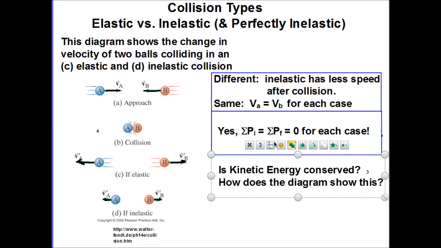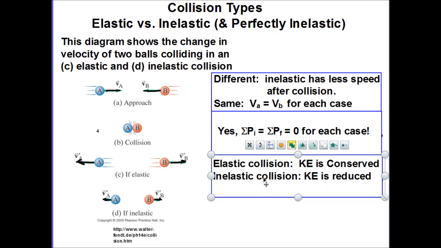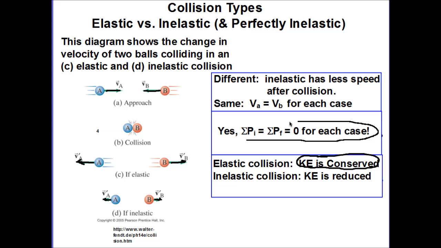And then the last question, is kinetic energy conserved? You should see that kinetic energy is only conserved in the elastic collision. And that's really the defining characteristic for elastic collisions, whether or not kinetic energy is conserved. So we say that a collision is elastic if kinetic energy is conserved. Elastic and inelastic collisions always conserve momentum. So we always get momentum conservation, but we only get kinetic energy conservation when we have an elastic collision.